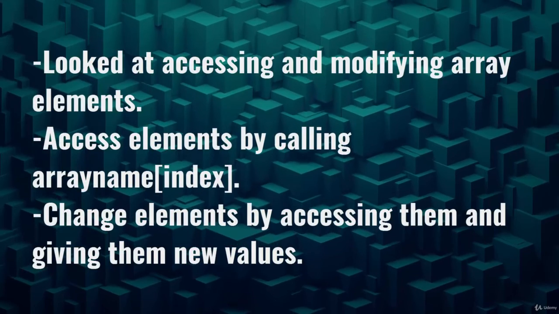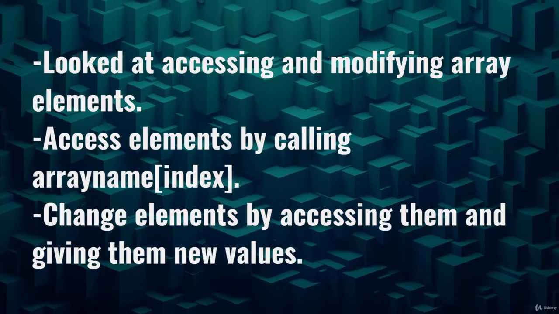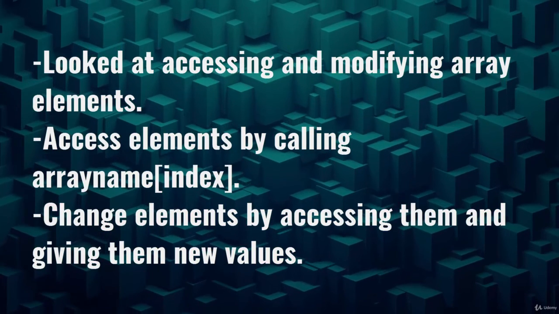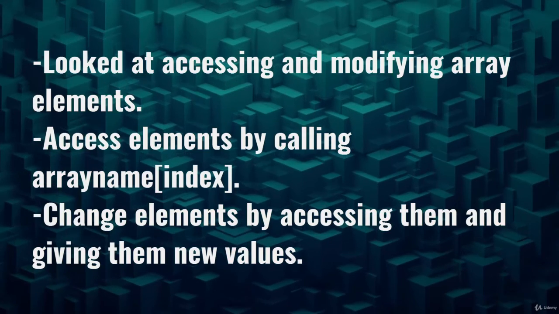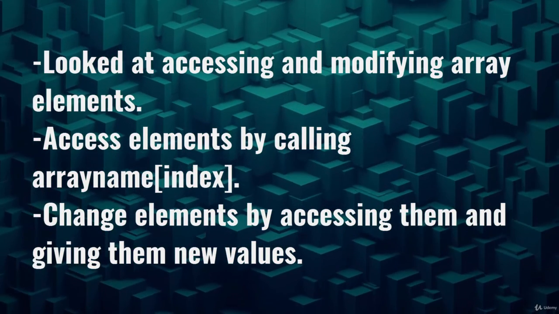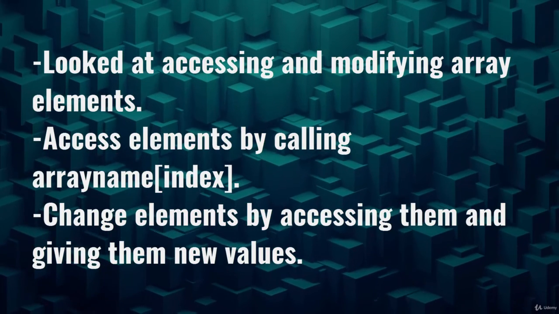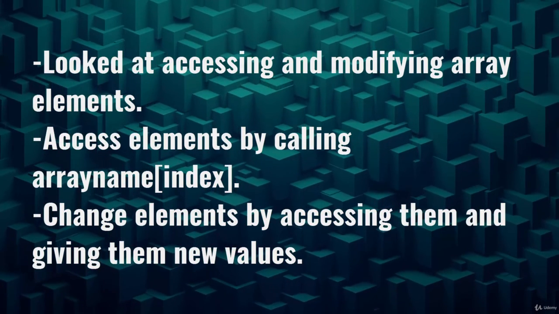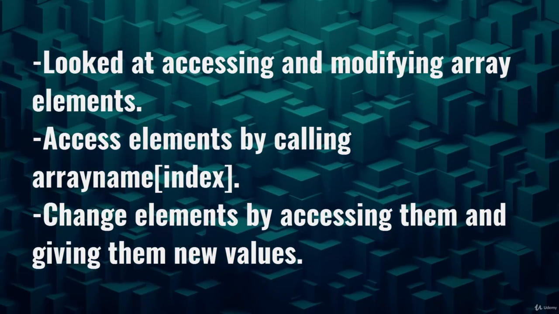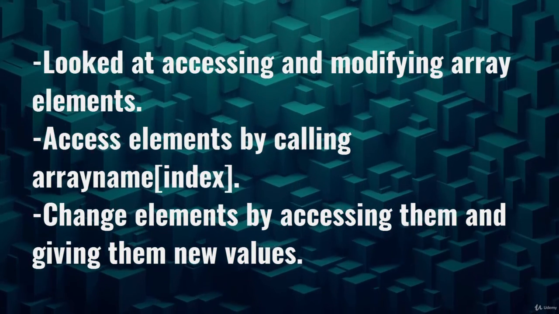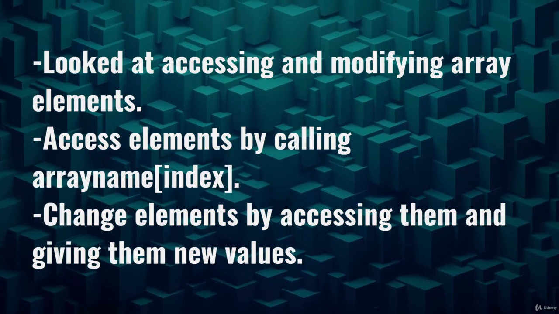Okay, so in this part of the tutorial, we looked at accessing and modifying array elements. So we access elements by calling the array name and then the index in the square brackets beside it. So keep in mind that indexing does start at 0 rather than at 1. So the first element will be at index 0 and the last element will be at the index of the length minus 1. Okay, so we just call the name of the array and then whatever index we want, and it will represent the specified element within an array.